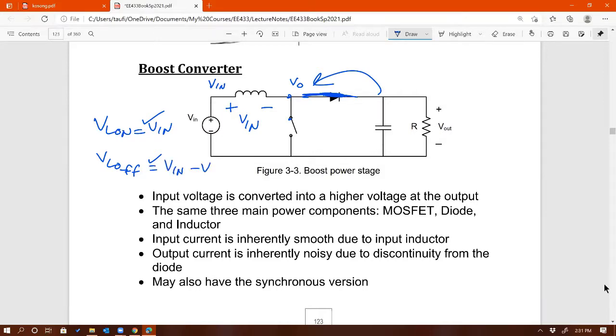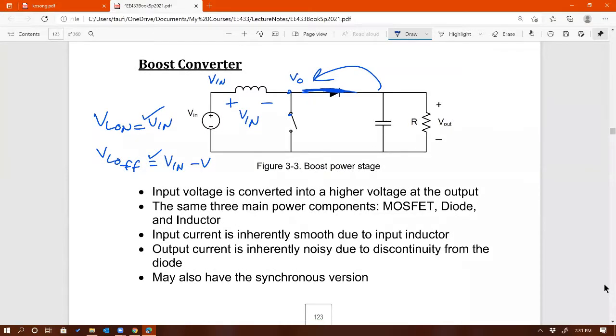Professor, just for estimation purposes, we're ignoring the voltage across the diodes? Yeah, these are all ideal components.